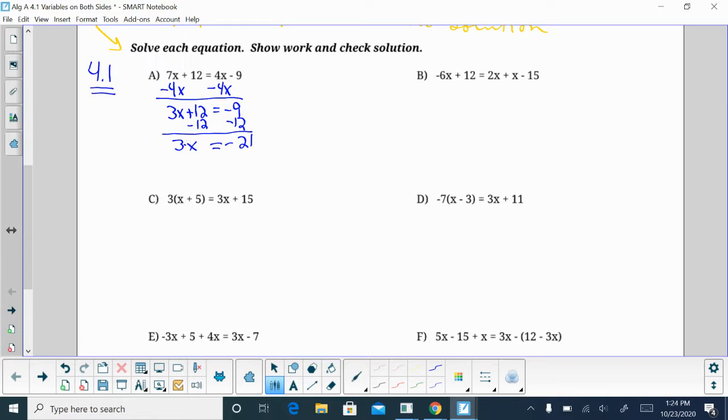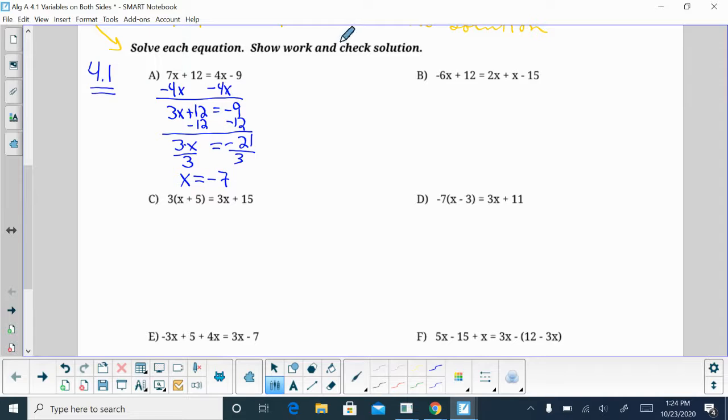And finally, or almost finally, we are now to step 5, multiply or divide to solve. So I have 3 times x. And so instead of multiplying by 3, I need to divide both sides by 3. And finally, I have x equals negative 7.